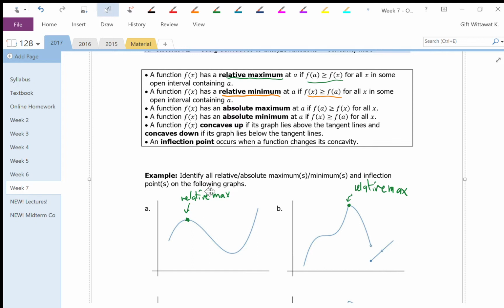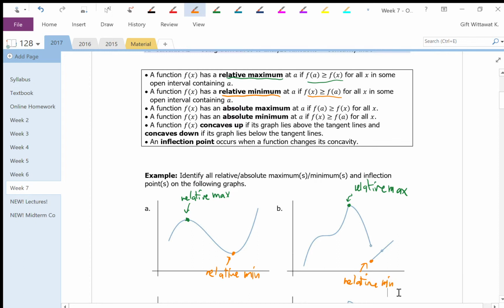So again, relative minimum should be pretty easy to spot if you have the graph. So the relative minimum would be here. On the second graph, if you look closely, you also have this point. The function value at this point is actually lower than the function value at the nearby points. So this point is also my relative min.